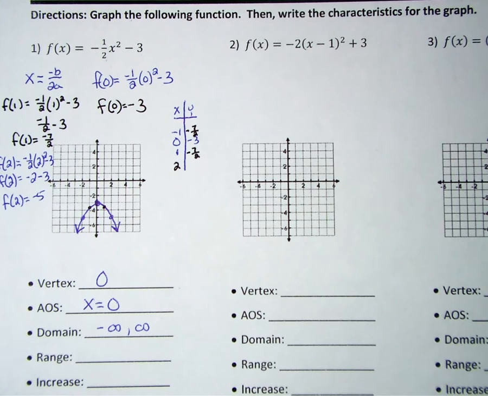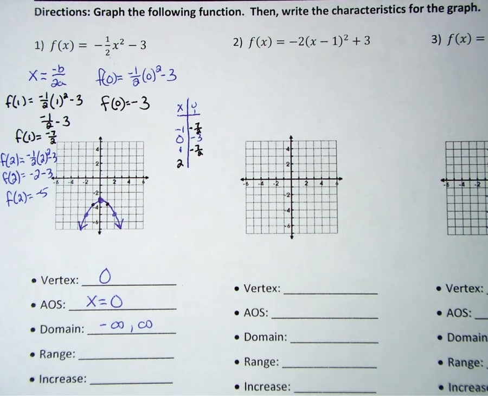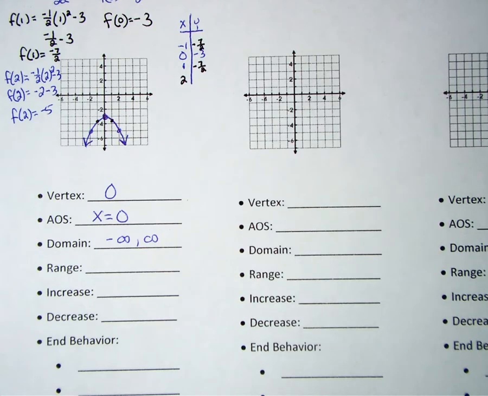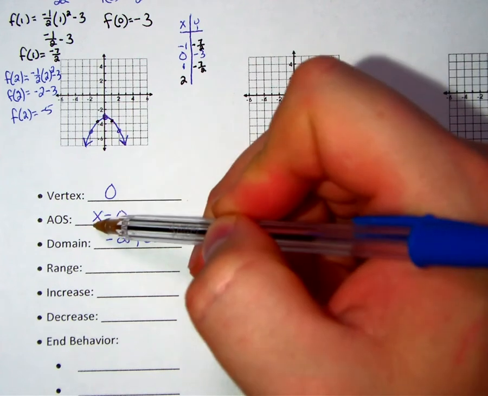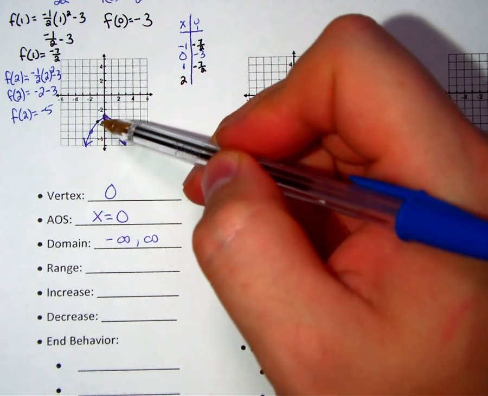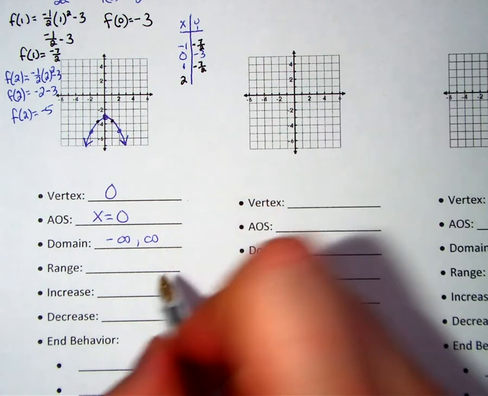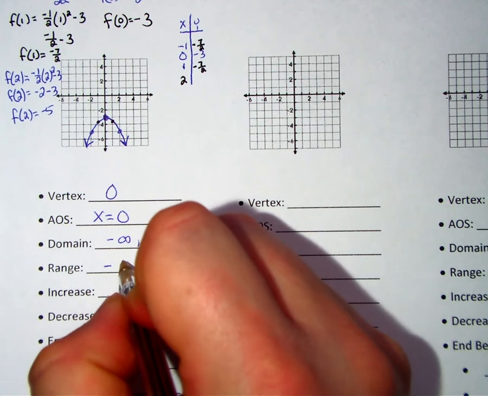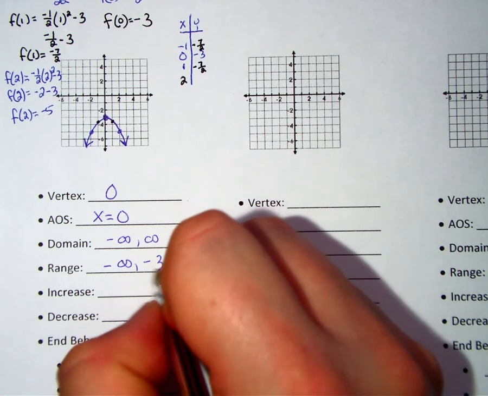And articulate the range. Now the range is the set of all of the possible y values. So for this particular graph, the range starts from somewhere way down here and moves up until it gets to negative 3. That's the highest point on the graph. It doesn't go any farther beyond that. So it starts at negative infinity and increases until it gets to negative 3.